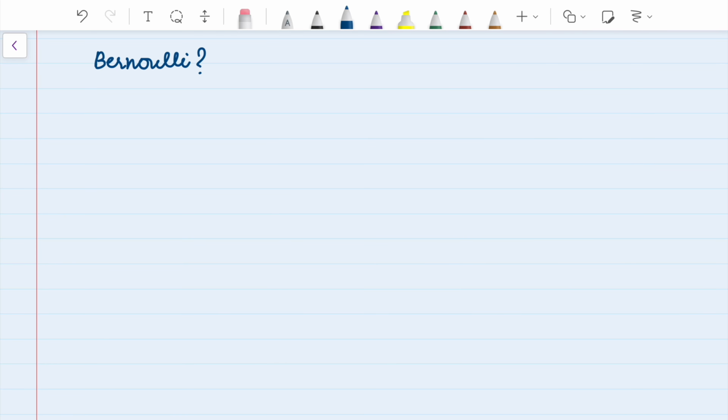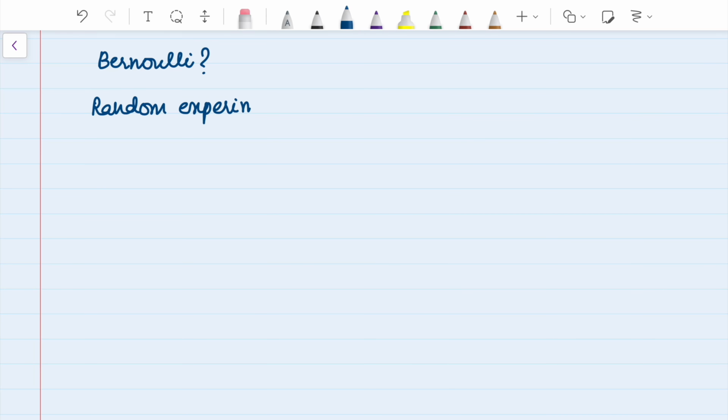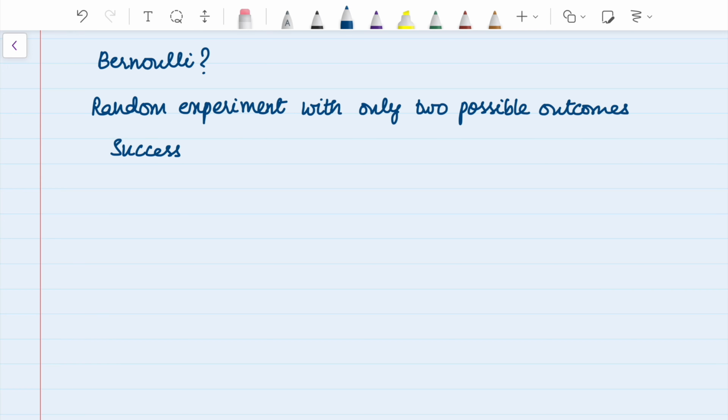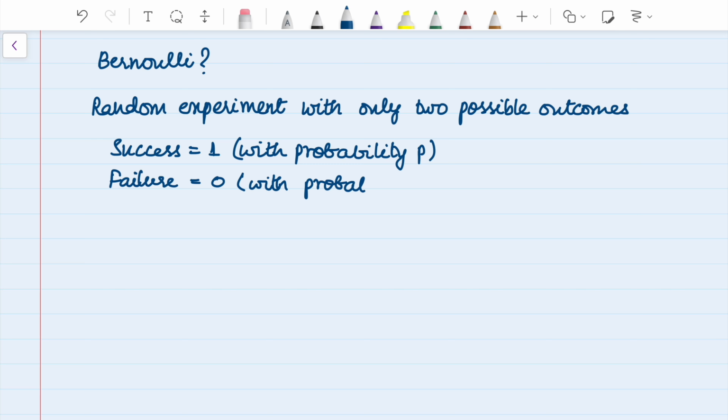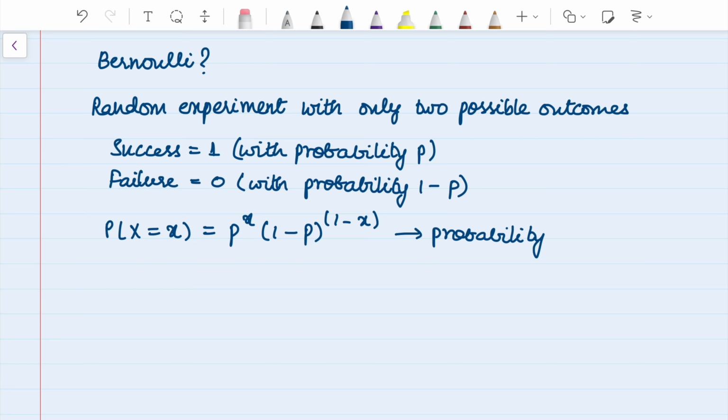The Bernoulli distribution is the result of a random experiment with only two possible outcomes. Success is represented with 1, which has a probability of p. And failure is represented with a 0, which has a probability of 1 minus p. The probability mass function of a Bernoulli distribution can be represented as the probability of capital X being x equals p power x into (1 minus p) whole power 1 minus x.